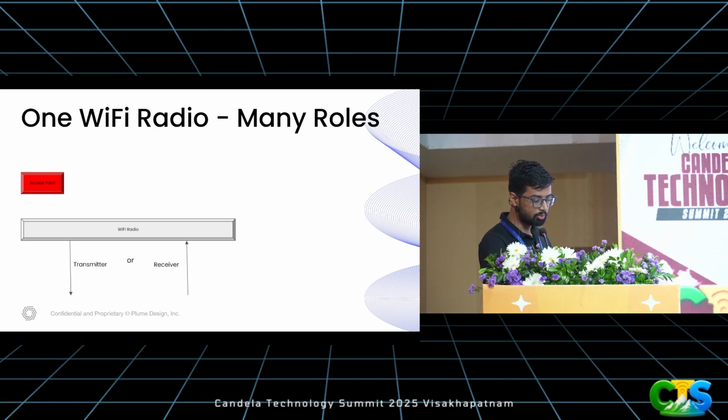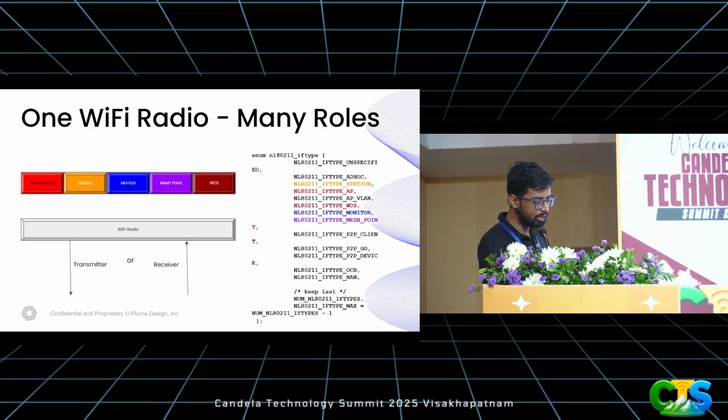We have access point interface, we have station interface, we have monitor interface, we have mesh point interface, and we also have WDS interface. We can also have many more interfaces, which are defined in the NL80211_IFTYPE enum. This is an enum defined for a user space application to use, to choose what kind of interfaces you want to create on your system. And of course, the availability of these interfaces also depends on how capable your Wi-Fi hardware is.